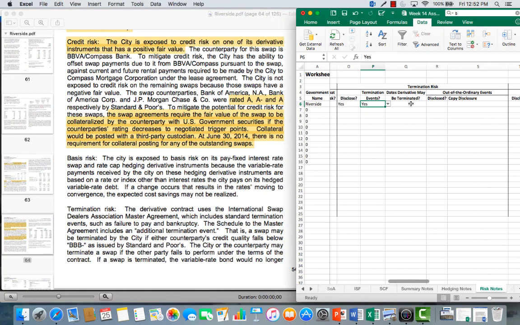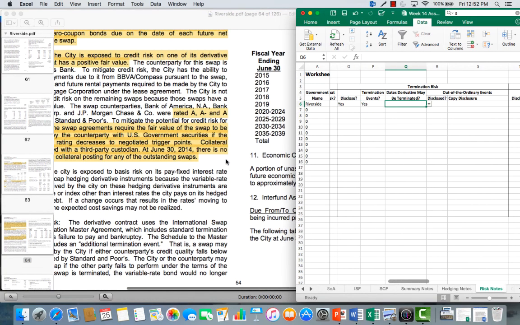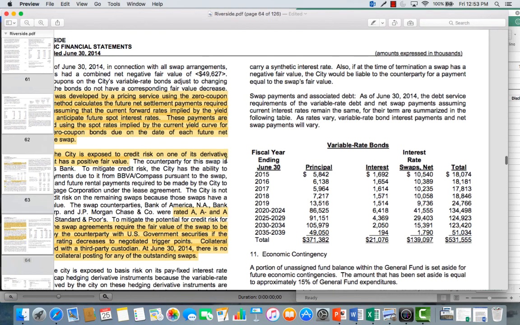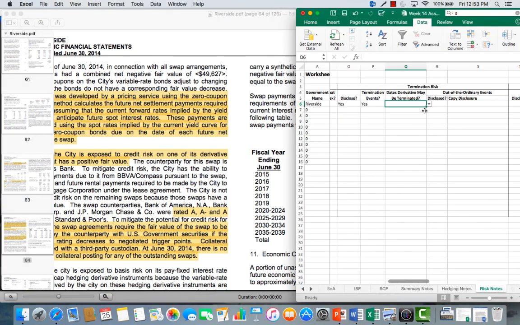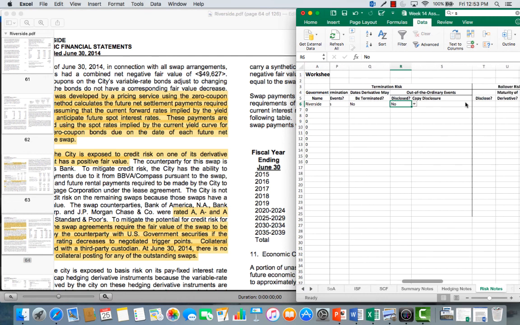Dates that the derivative may be terminated. In some cases, the agreements will say that there are specific junctures during the life of the agreement when termination can happen. There's no specific dates in here at all related to that, so the answer is no. And there also don't appear to be any out of the ordinary events disclosed here. If there are things that are unusual, as termination events, they are supposed to be disclosed separately. If the answer had been yes, I would like you to copy the disclosure into the spreadsheet.